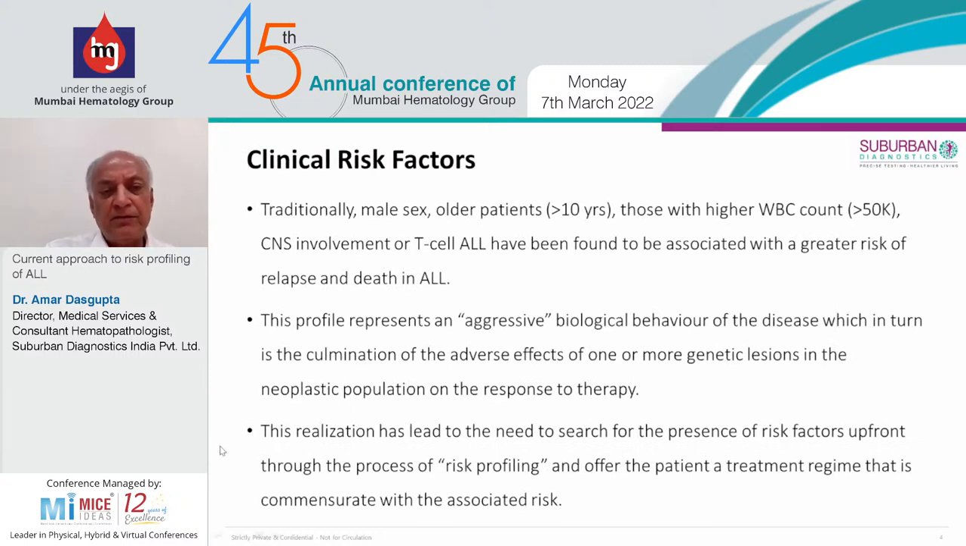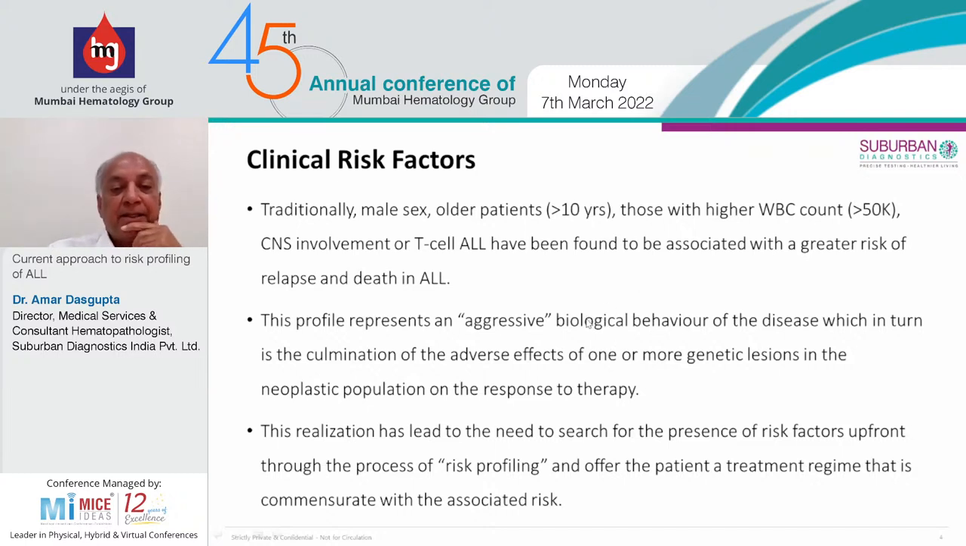For a long time, traditionally, we are aware of the various risk factors that we see in patients as they present to the clinician. And some of these are well known now. Say, for example, male sex, older patients, as I was just mentioning, those with high white cell count, more than 50,000, CNS involvement, and T-cell ALL have traditionally been found to be associated with greater risk of relapse and death in ALL patients. And that, of course, reflects the aggressive nature of the biological behavior of the disease, which in turn is the culmination of adverse effects of one or more genetic lesions in the neoplastic population, which then influences the therapy in a negative way. And this is the concept which I'm going to dwell on as we go ahead.